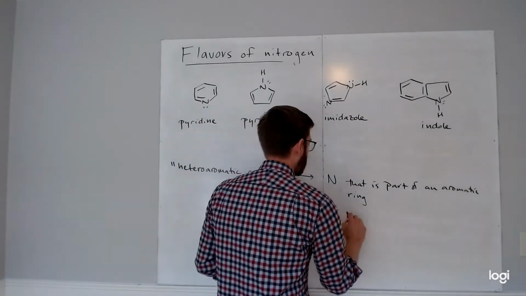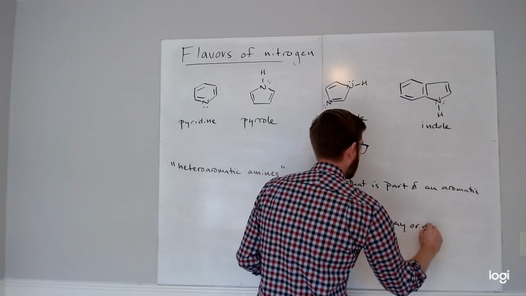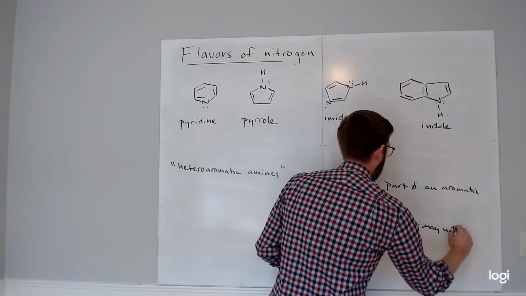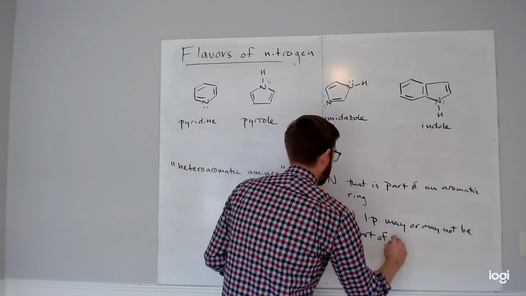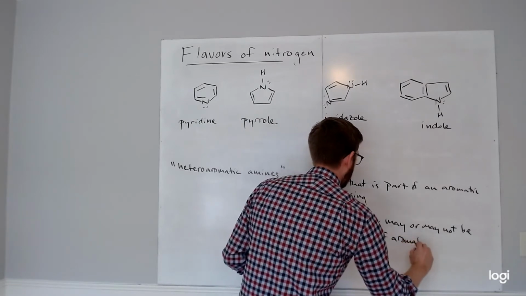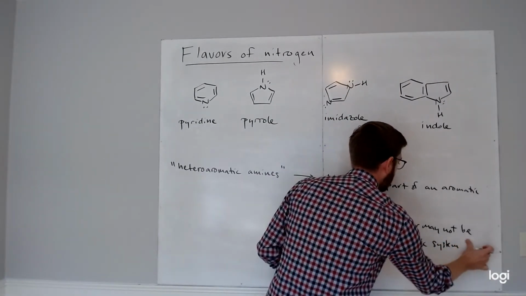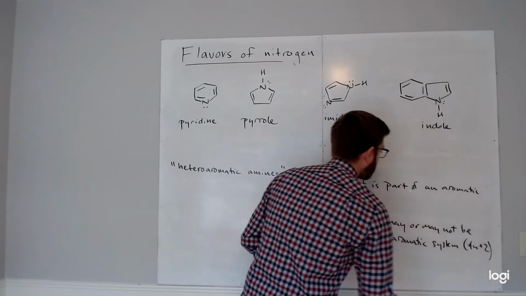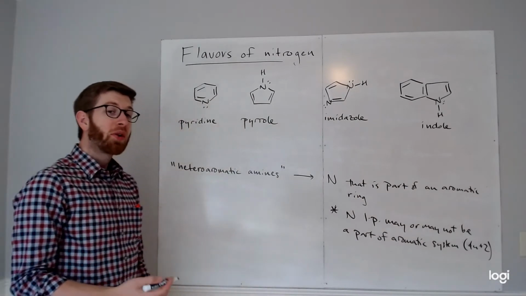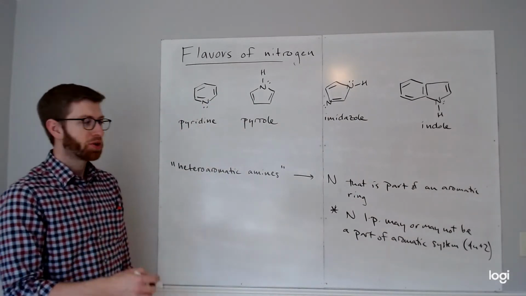So nitrogen lone pair may or may not be a part of aromatic system. So that's like the 4n+2. Whether or not the lone pair is a part of the aromatic system will dominate its function.